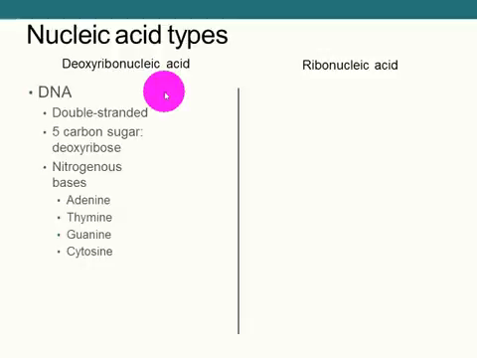The reason it's called DNA is that the 5-carbon sugar is called deoxyribose. Basically, it's missing an oxygen compared to its other friend. We have 4 nitrogenous bases. You have an adenine, a thymine, a guanine, and a cytosine. And basically, they're just slightly different in structure.